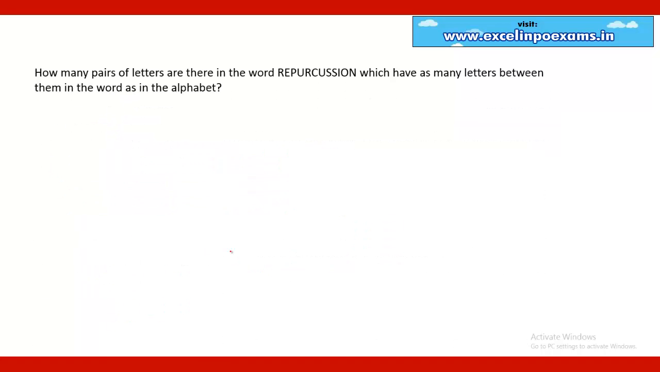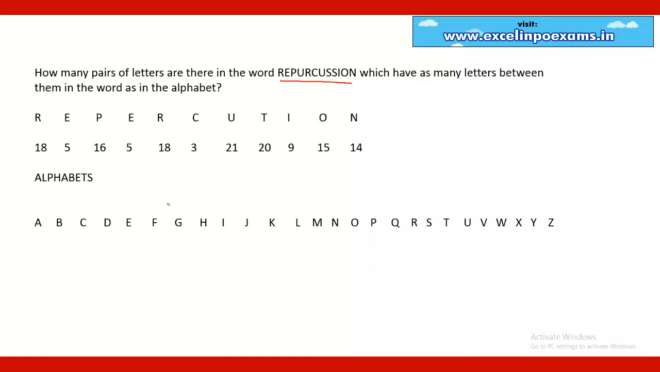Now the next question is, how many pairs of letters are there in the word repercussions? So repercussions is the given word, and the positional number of each alphabet is 18, 5, 16, 5, 18, 3 likewise. So here the alphabets from A to Z are like this.